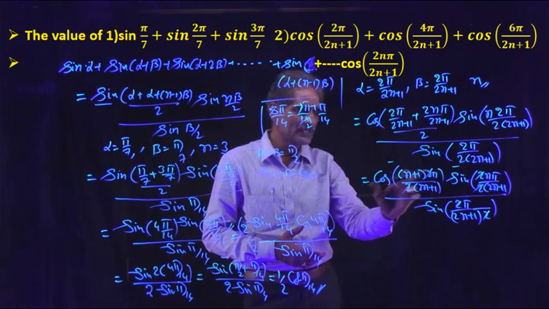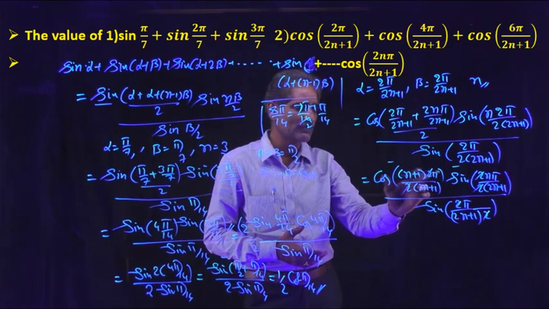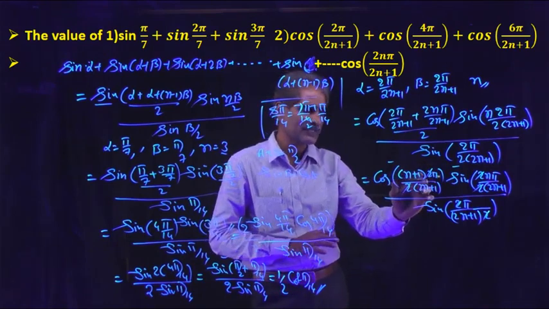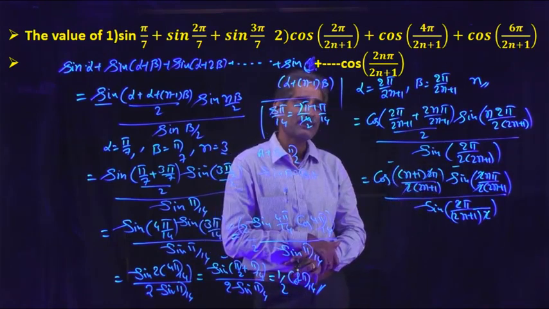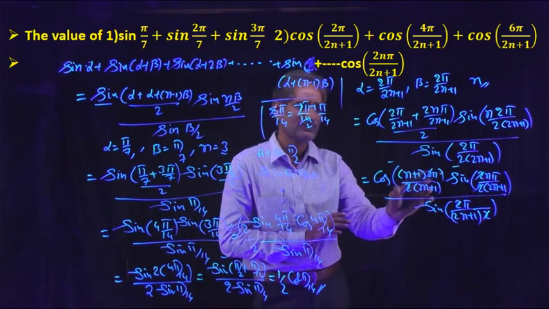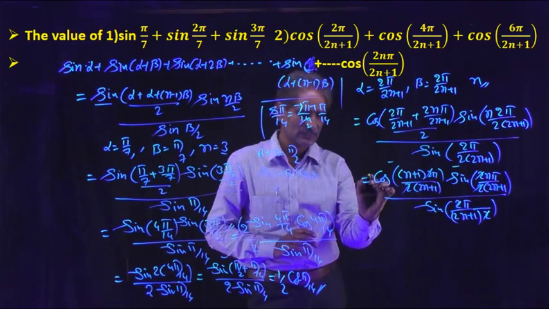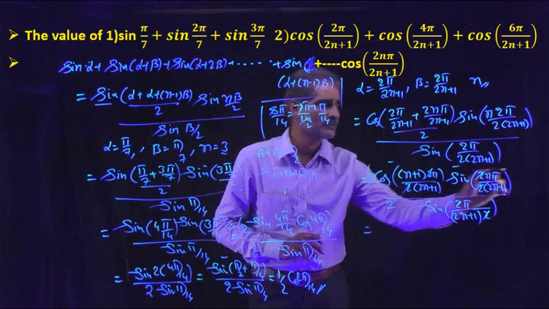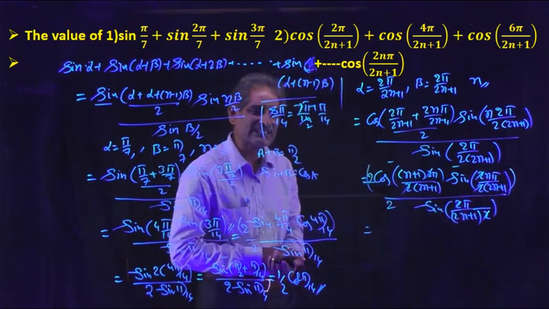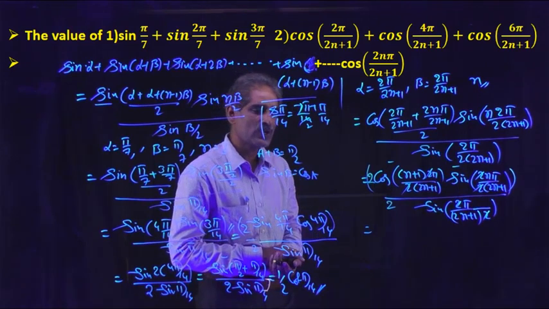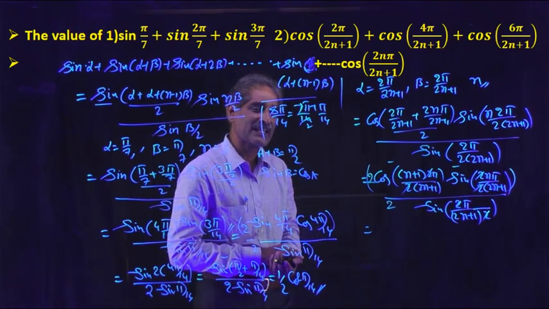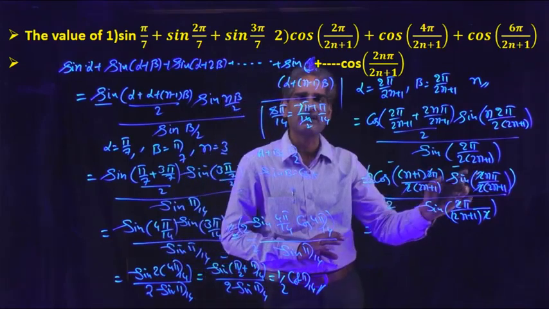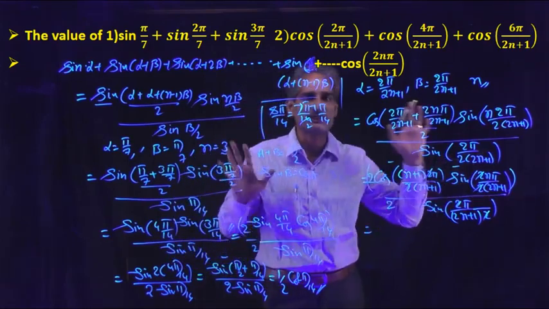Here, if you multiply by 2, then what will happen? 2n pi plus n pi plus pi, so simplification is a little bit difficult. So for that, just multiply and divide by 2. Now here there is a formula: 2 cos A sin B means sin(A plus B) minus sin(A minus B).